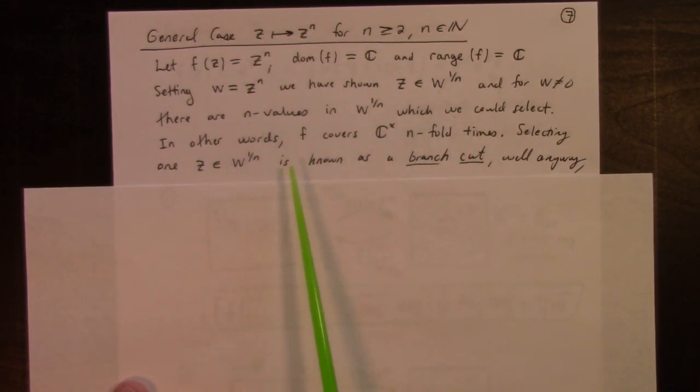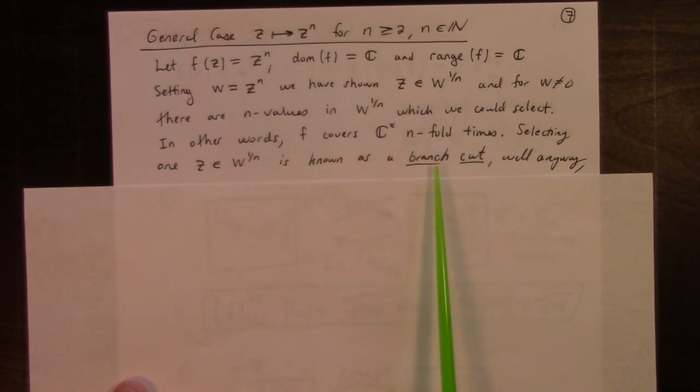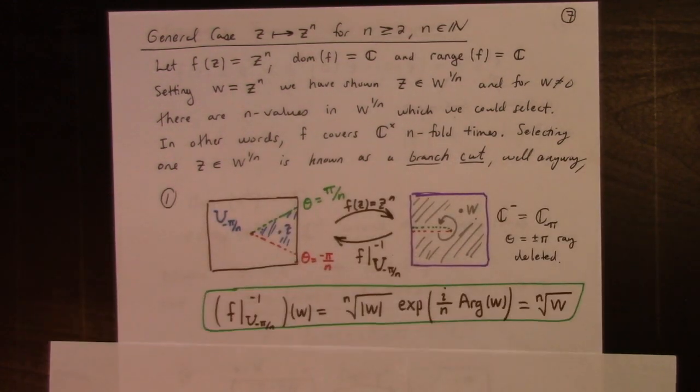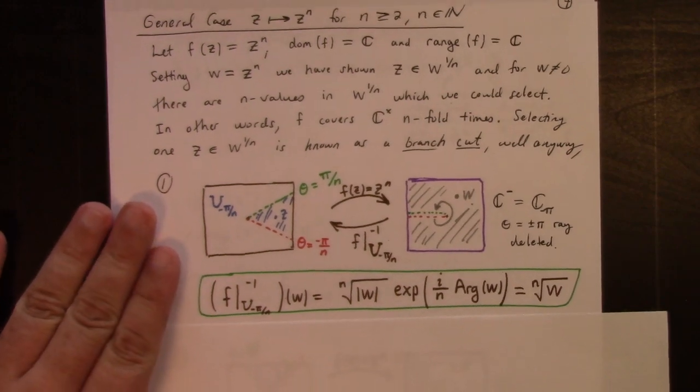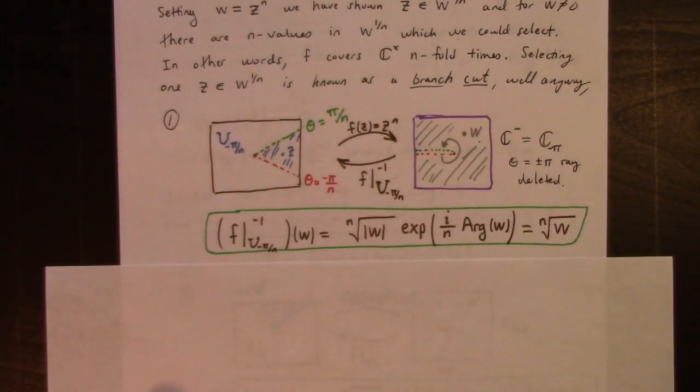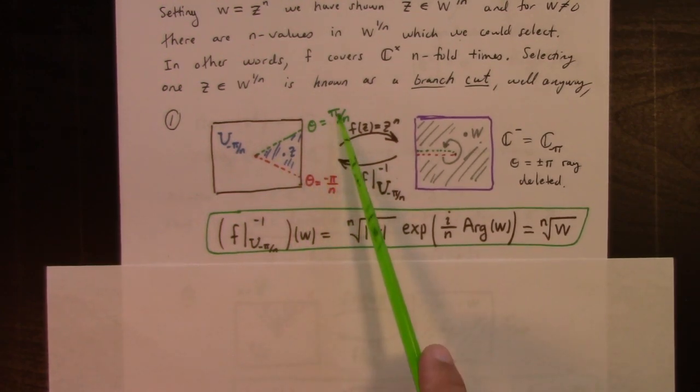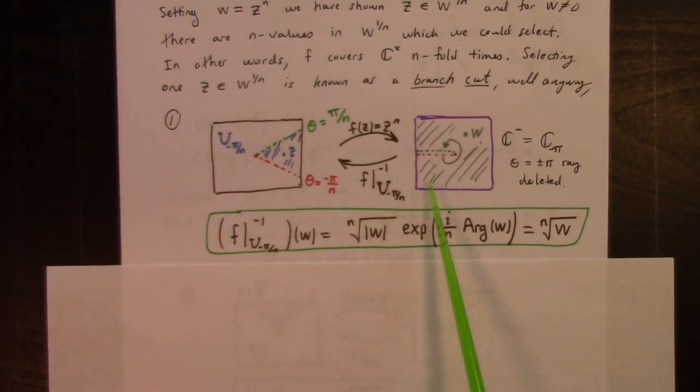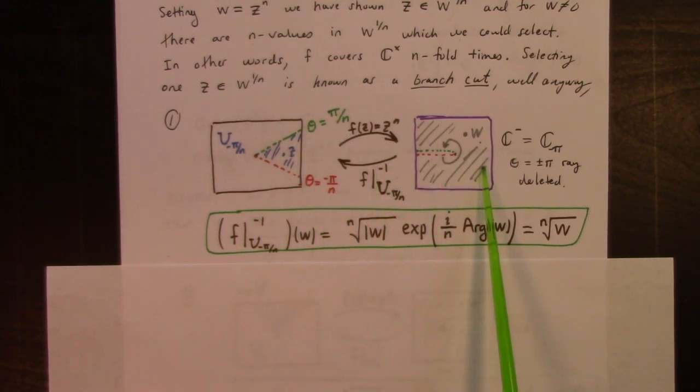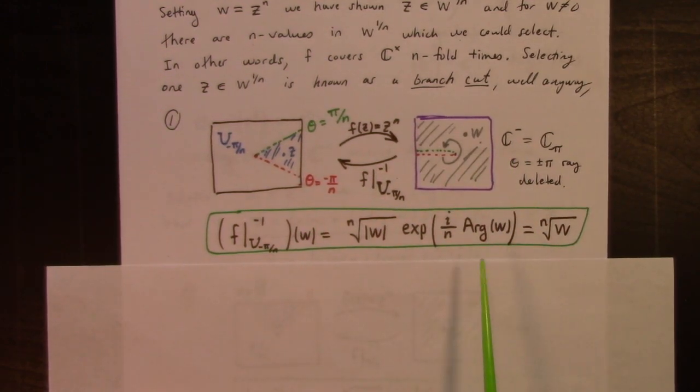That selection of one of those n values is what's called taking a branch cut. So here it is, the sort of principal nth root. Here's the picture for the principal nth root. We're taking, basically it's a local inverse for z to the n, and we're restricting to the sector from minus pi over n to pi over n, and then the range of that is the slit complex plane, deleting the negative real axis, and here's the formula for you. Again, this is so special we give it a name. This is the nth root of w.